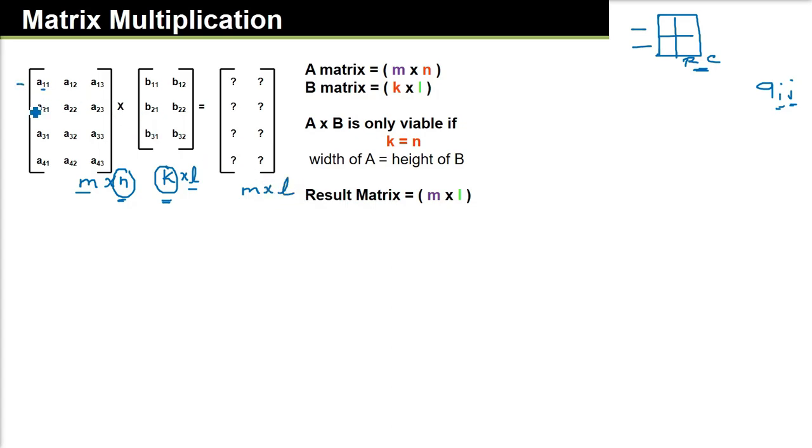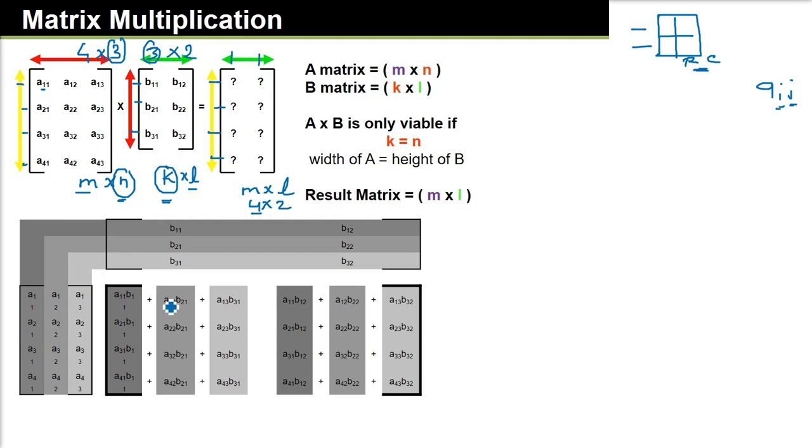So there are 4 rows here and 3 columns, so 4 by 3 is the dimension. The second matrix is 3 rows and 2 columns. When you multiply, the 3 and 3 are the same, so multiplication is possible. The dimension of the resultant matrix will be 4 by 2. How do we actually visualize it?